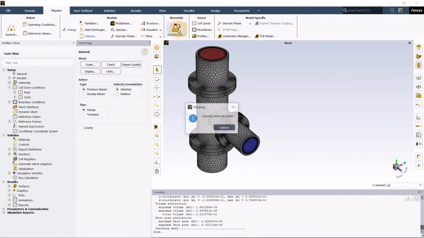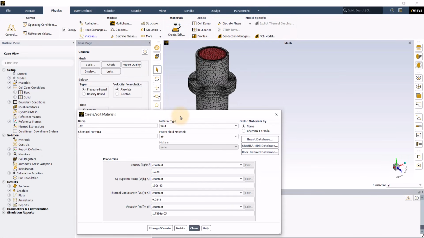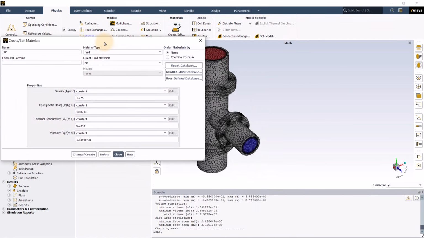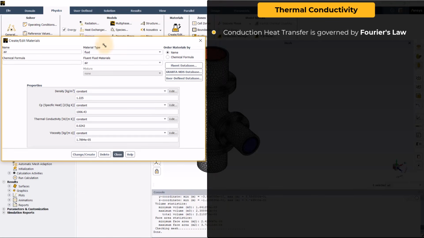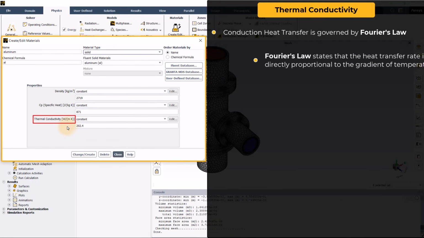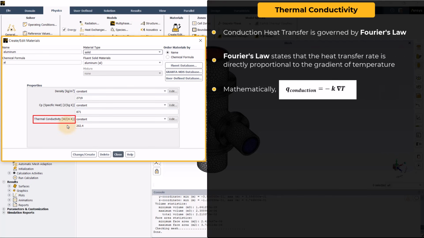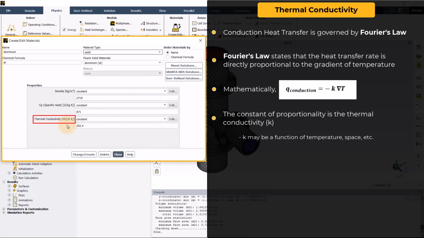Thermal conductivity is a key component of any conduction problem. In conduction, the heat flux is governed by Fourier's law, which says that the heat flux vector is proportional to the temperature gradient, and the conductivity K, which you see here, is a constant of proportionality in Fourier's law. Thermal conductivity can be defined as a constant value or as a function of temperature.